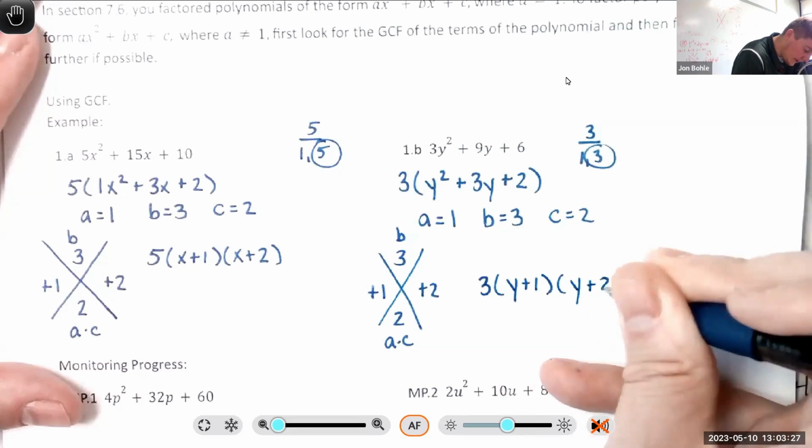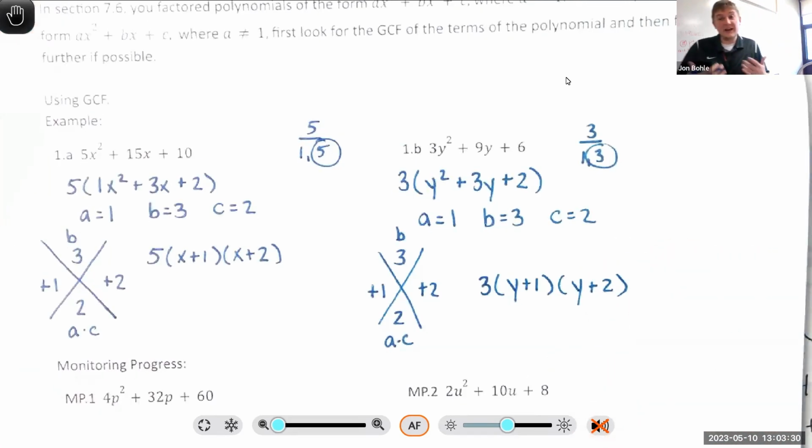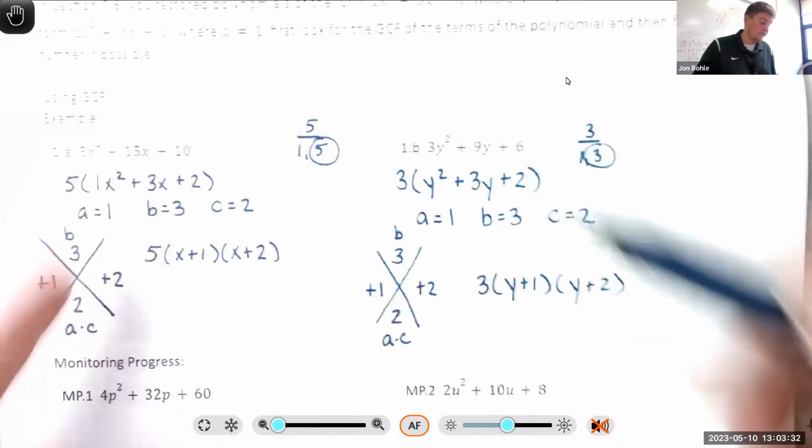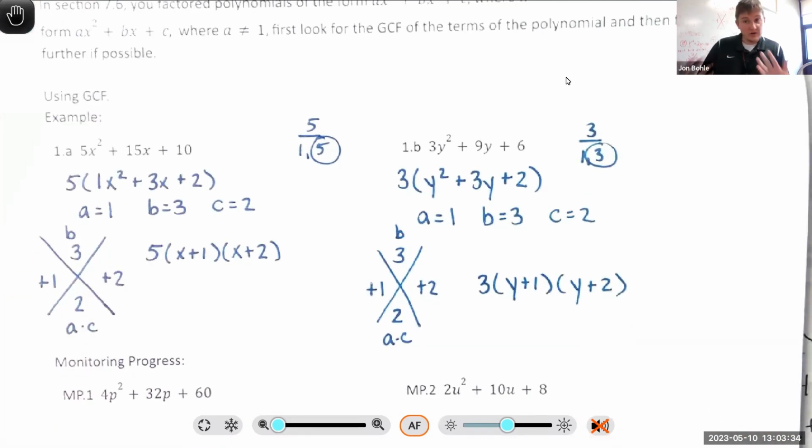So this is almost the same problem, but I think it's neat how they can be the same problem, yet look vastly different from each other, because one has a greatest common factor of 3, and one has a greatest common factor of 5.